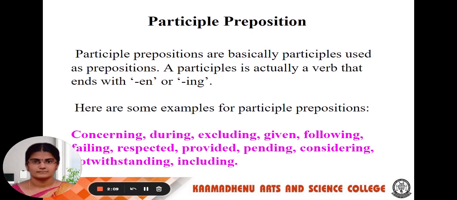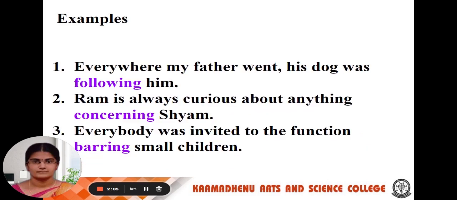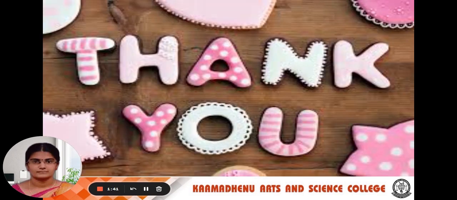These are participle prepositions. Next, the examples for participle prepositions are: Everywhere my father went, his dog was following him. Ram is always curious about anything concerning Shyam. Everybody was invited to the function, barring small children. That's all for prepositions. Thank you.